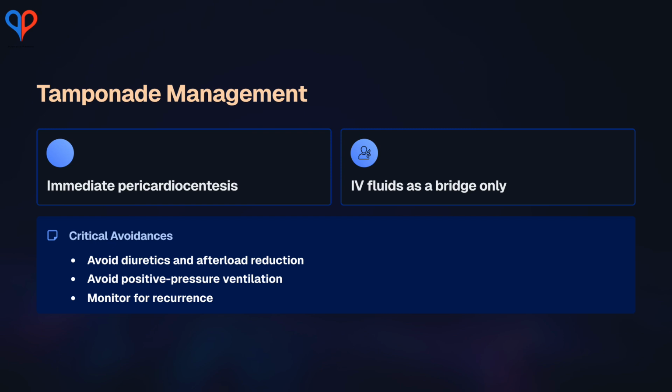Treatment of tamponade begins and ends with pericardiocentesis. Fluids may temporarily support preload, but definitive drainage is essential. Avoid diuretics, vasodilators, and positive pressure ventilation, which worsen hemodynamics.